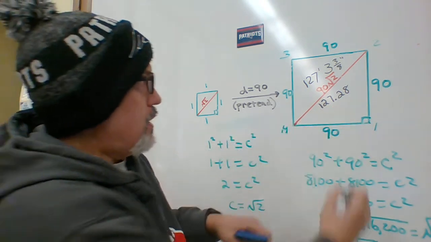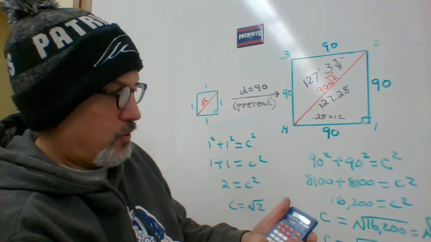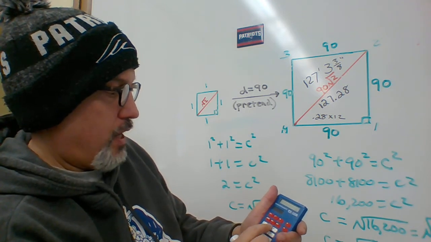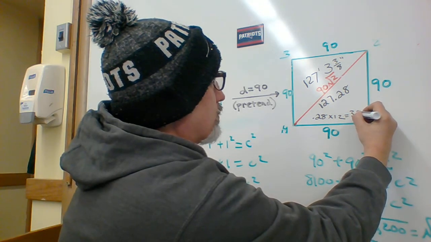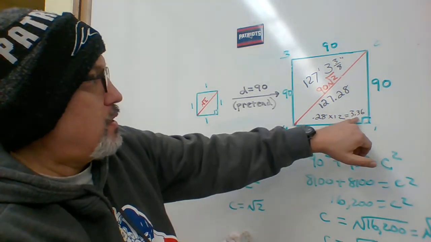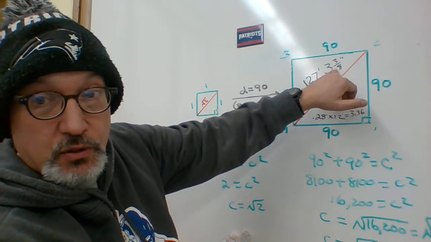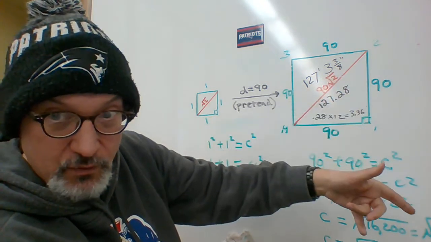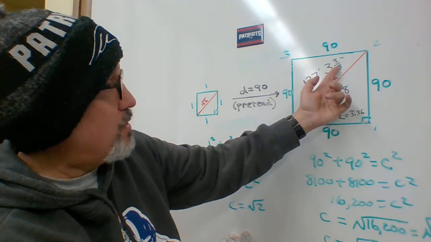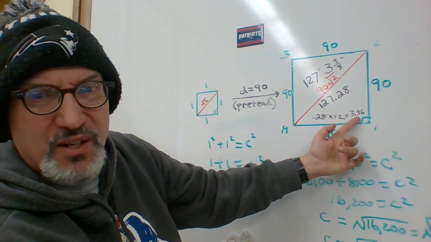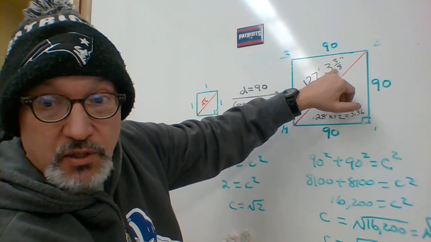127.28 feet. If we take 0.28 and multiply it by 12 inches in a foot, 0.28 times 12 is 3.36. So that'd be equivalent to the inches. And 3 3/8 inches, of course, is 3.375. But this is pretty close. 3.375, 3.36. This measurement is probably to the nearest eighth of an inch.